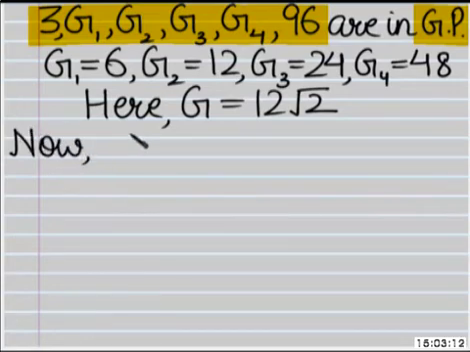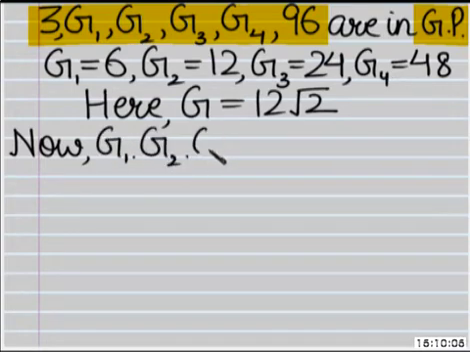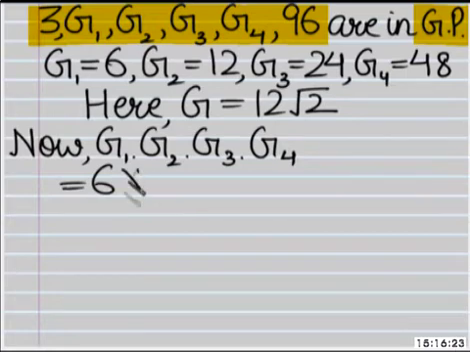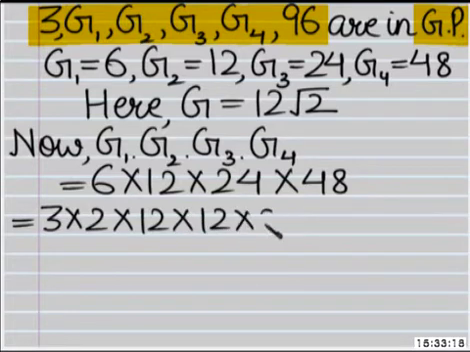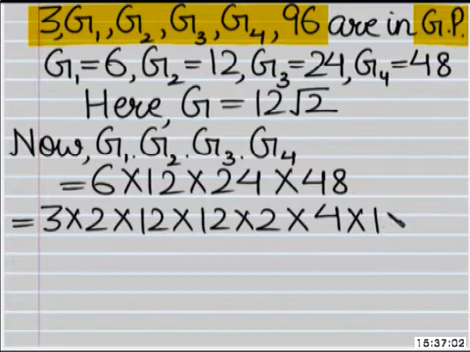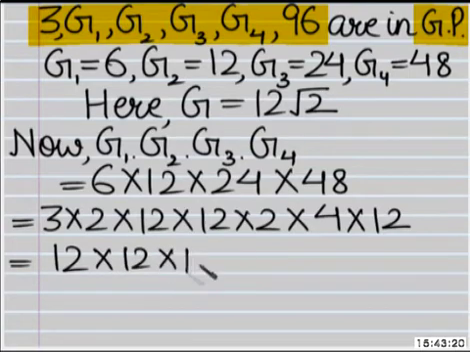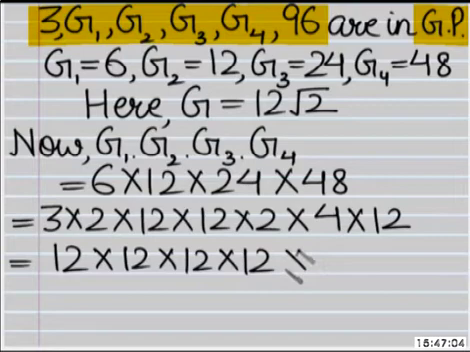Now, product of the four geometric means, that is G1 into G2 into G3 into G4, which is equal to 6 into 12 into 24 into 48, will be equal to 3 into 2 into 12 into 12 into 2 into 4 into 12, which will be equal to 12 into 12 into 12 into 12 into 2 into 2.